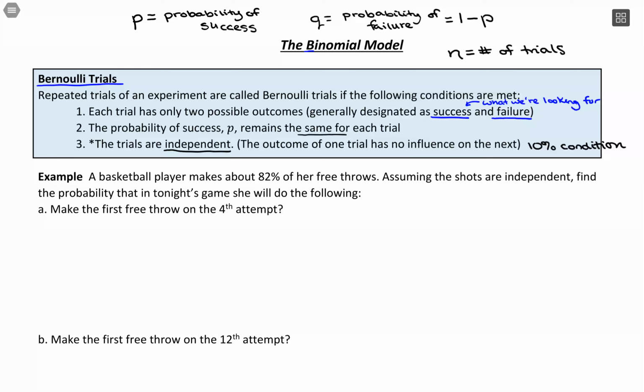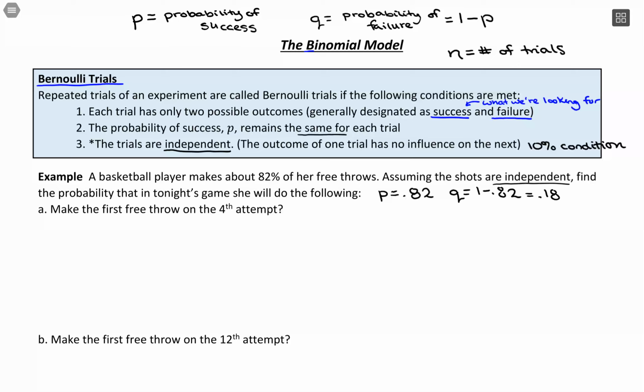So let's look at an example with calculations that we've actually already done, or that we have the tools to solve. We have a basketball player who makes about 82% of her free throws, and what we're going to do is assume that her shots are independent. Meaning that 82%, her set probability of success, is not going to change. And then we want to find the probability of these two scenarios here. In terms of our notation, the probability of success is 0.82. If we wanted our probability of failure, which would represent her missing her free throw, we would take 1 minus that 0.82, which is 0.18.